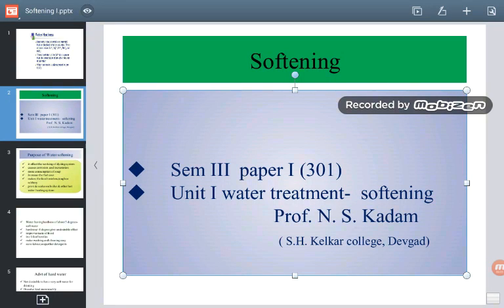Good morning students. Today we are going to cover a topic from Paper 1, that is 301, Unit 1. Under Unit 1 you can find a topic whose name is water treatment. Under this water treatment there is a small topic, softening. So today we are going to cover the subtopic softening.